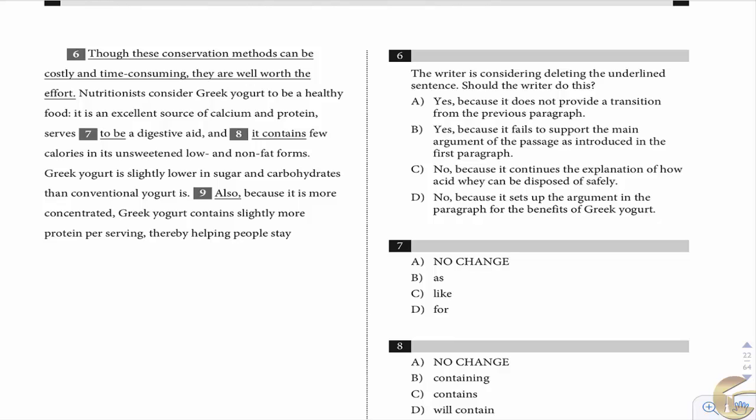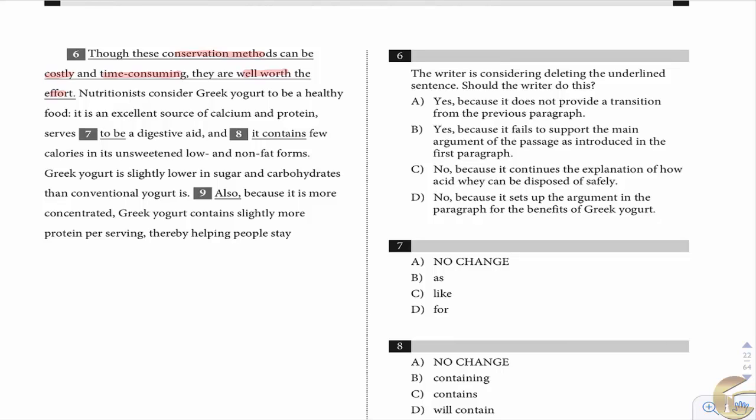So anyway, this one says if we're going to delete a sentence, let's see if it fits the main idea or not. So number 6 says, though these conservation methods can be costly and time-consuming, they are well worth the effort. So again, though these methods are costly and time-consuming, they are well worth the effort. So it looks like they're setting up a paragraph that's going to talk about the conservation methods in a positive light. If the paragraph is doing that, then this does a good job of setting that up. So what we want to see is the rest of this paragraph, does it match that?